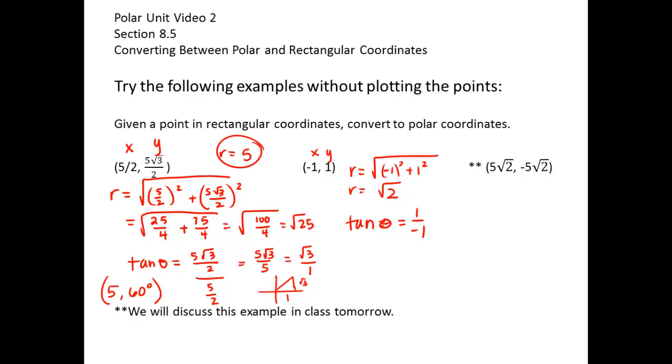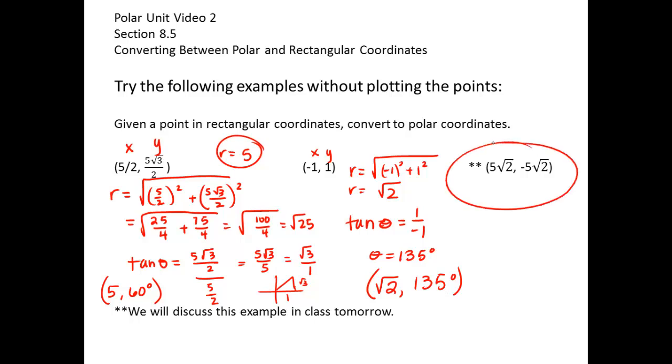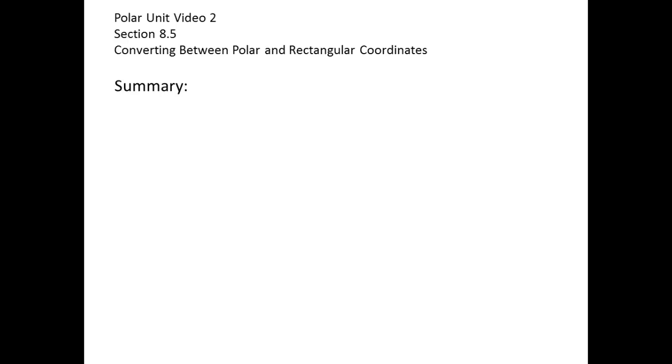But that would mean my angle's in the first quadrant, and that's not true. I'm in the second quadrant. So theta actually equals 135 degrees. So my final answer here is the square root of 2, 135 degrees. That's my radius and my angle measure. You're going to take a look at this next one, and then we'll talk about that in class.